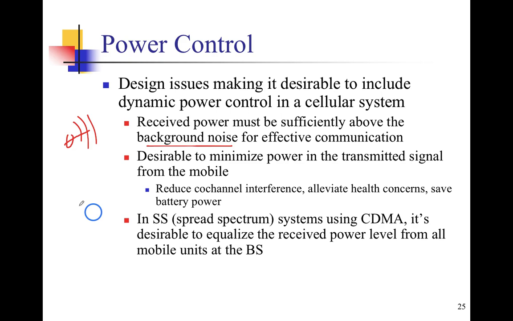Desirable to minimize power in the transmitted signal from the mobile. Why? We have discussed this one. Reduce the co-channel interference, alleviate health concerns and save battery power. So if you use minimum power, you can save the battery power. This one is still under discussion, but no problem.